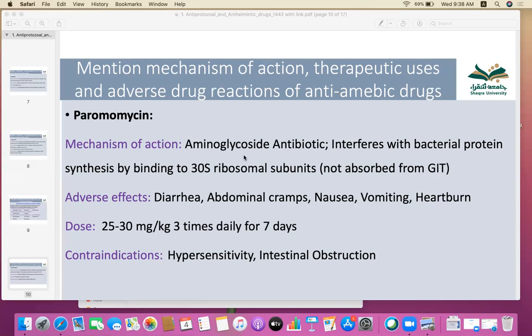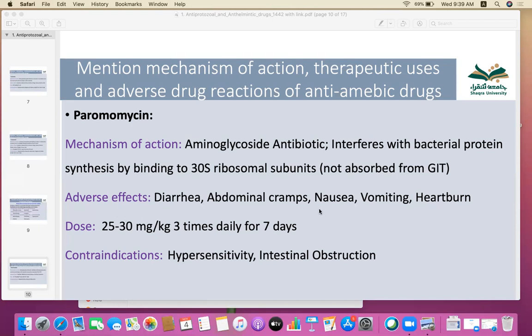So aminoglycoside antibiotic, paromomycin. What is the advantage? It is not absorbed from the GIT, and this is the one advantage. We need its activity to kill the amoeba at the GIT. If it is absorbed into the blood, it will create other adverse effects. So that's why paromomycin is used, because it is not absorbed from the GIT.